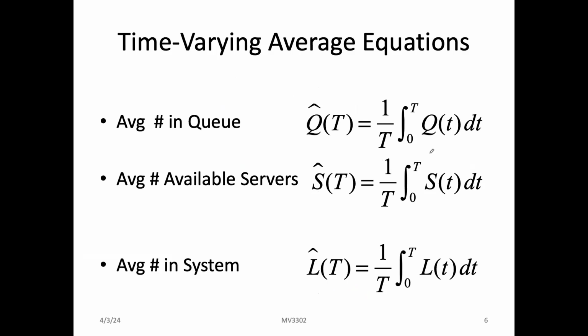this is what the formulas look like. The area under the curve is an integral. So the average number in Q, if Q of t is the state trajectory, would be the integral from 0 to whatever time we have, divided by that time. And similarly for the number of available servers and the average number in the system. That's why we made you take a calculus refresher if you hadn't had it already. But the good news is that we don't have to do any calculus here.